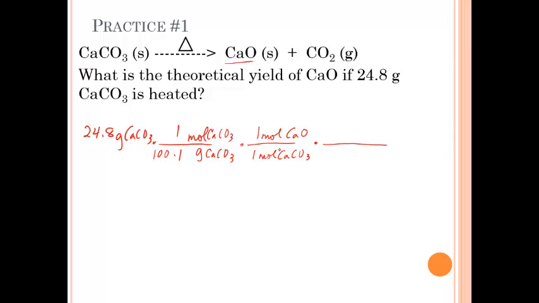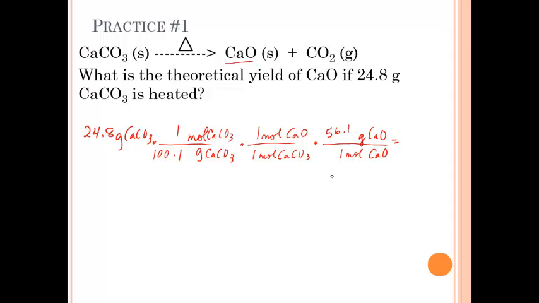We're almost there. We have moles, but of course if it's a lab situation we're not going to be able to use moles on our balance. We're going to want to know how many grams of calcium oxide we had, so we're going to convert this to grams. The molar mass of calcium oxide is 56.1.